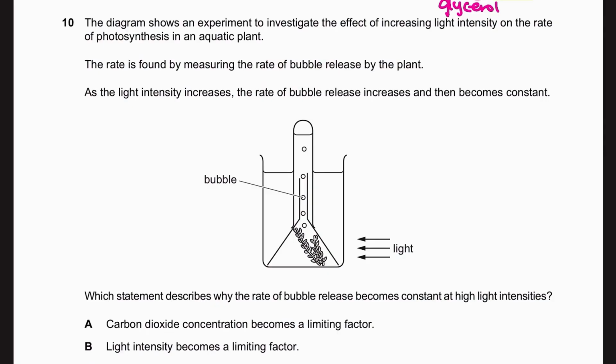Why would it be releasing bubbles? What are those bubbles? What gas are those bubbles? Because it's doing photosynthesis. What is the gas that's released in photosynthesis? Oxygen, right? So this is nothing to do with the question, but it's just to make sure you understand the question and make sense of it. Oxygen bubbles. So as the light intensity increases, the rate of bubble release increases and then becomes constant.